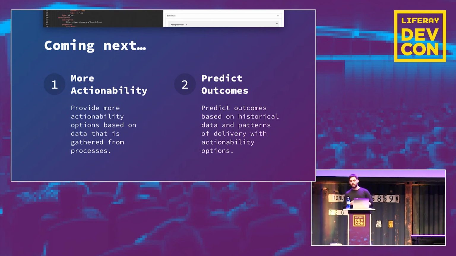And the second story that we have is to use the power of machine learning and AI to use your historical data and predict outcomes, predict patterns of delivery, and give you more power to act beforehand. And basically, those are the two guidelines that will drive the next improvements on the workflow metrics.